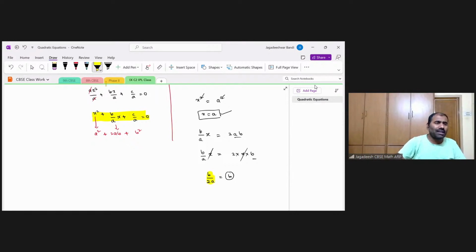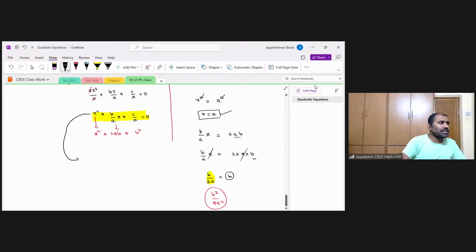See, b square means what? Whatever the b value we got, if you square it, then it must be b square by 4a square. But this term is not there in the last step. Is it there? No, it's not there. So we will provide it from our end. We will add it from our end. Okay, fine. Now observe carefully.